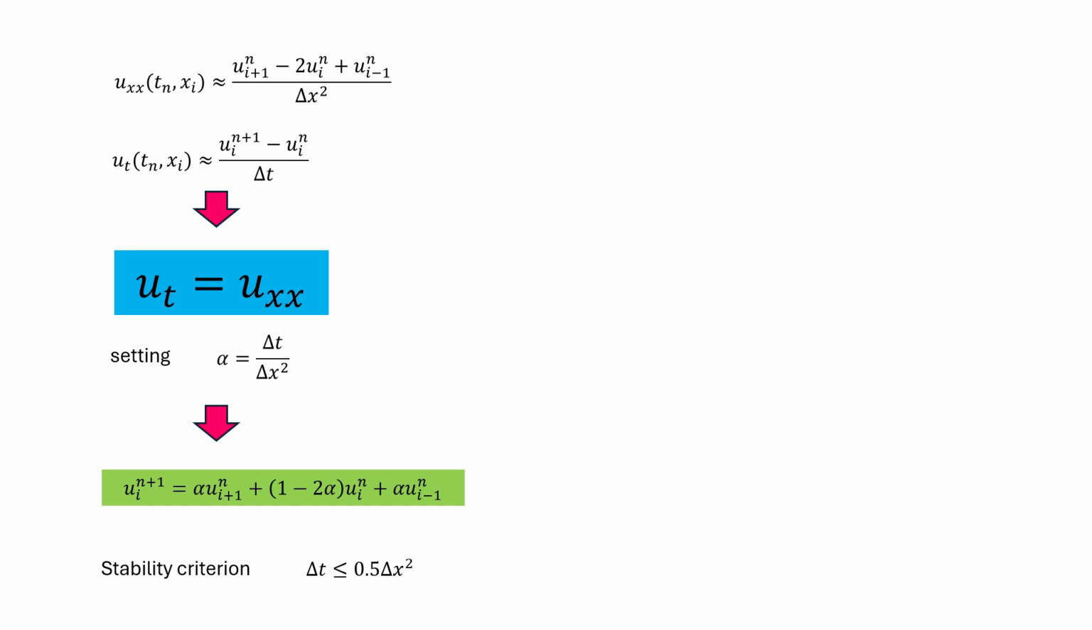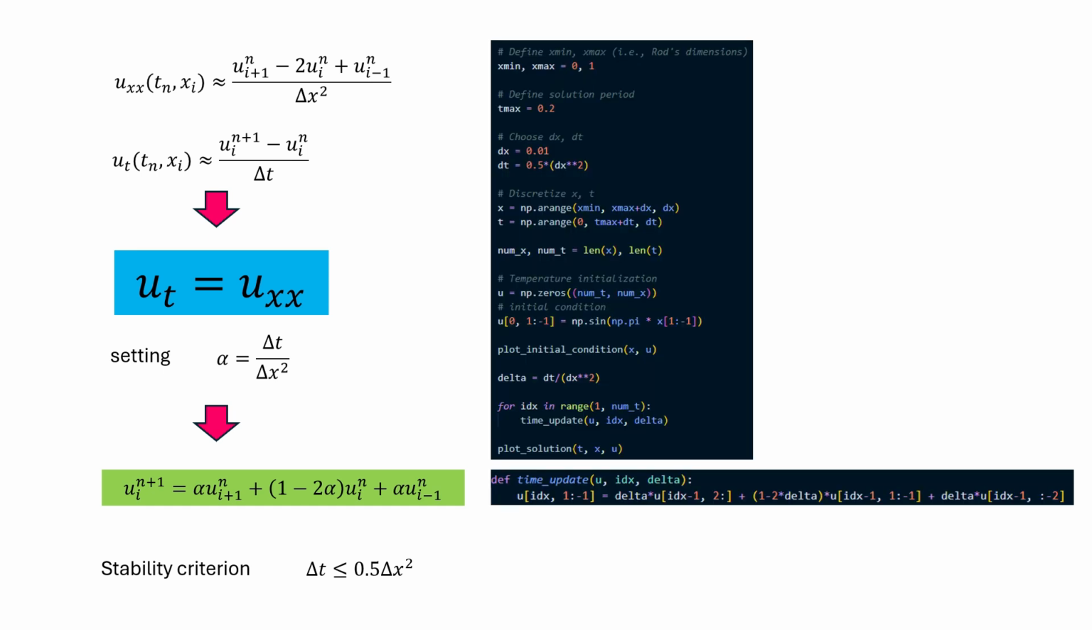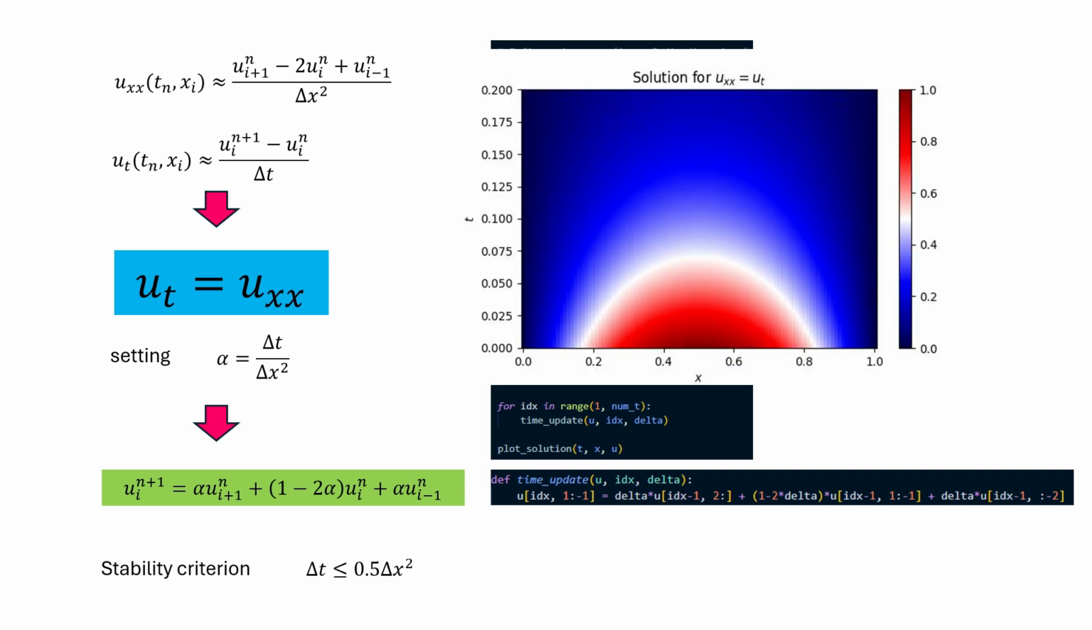time steps. We can write a small Python program to find the solution for t values from 0 to 0.2. We can see from the solution that the initial heat distribution represented by sine of pi x gradually dissipates over time due to heat conduction along the rod with both ends held at a constant temperature of 0. With this, we conclude our video.